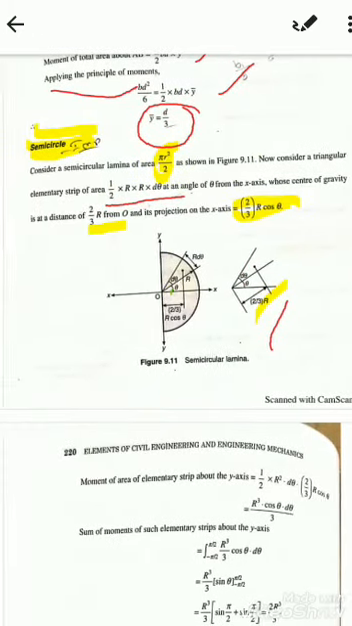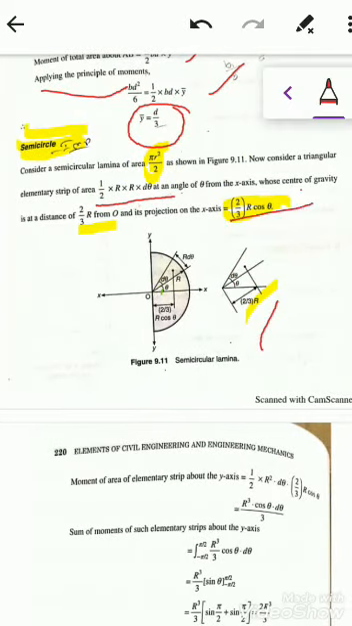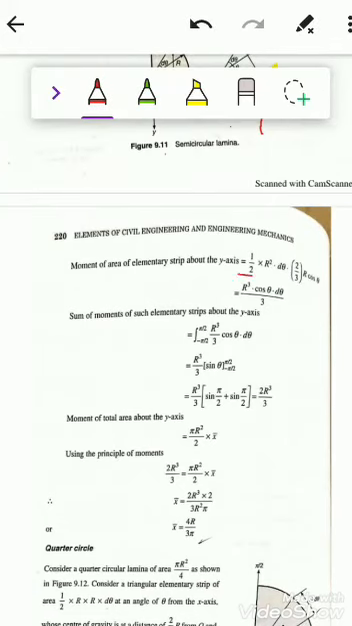The area is half into r square into d theta, and this is the perpendicular distance, and this is the area. So area into perpendicular distance gives the moment of the elementary strip about the y-axis. This is what a single elementary strip gives.